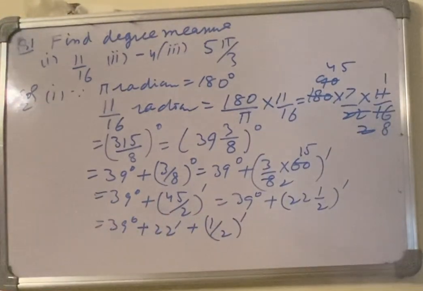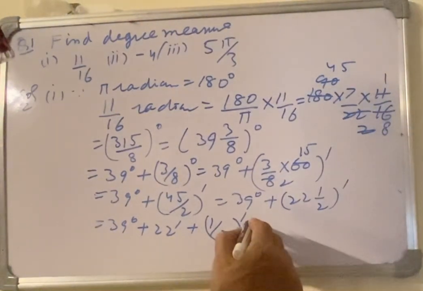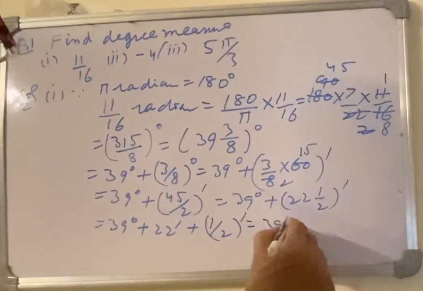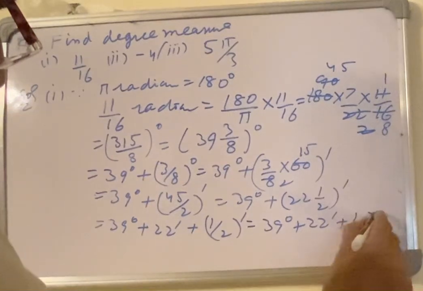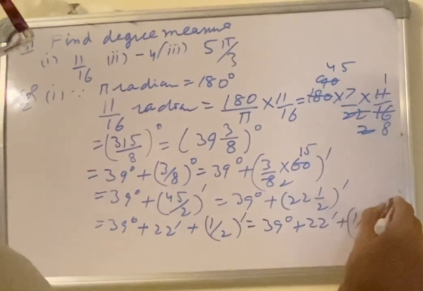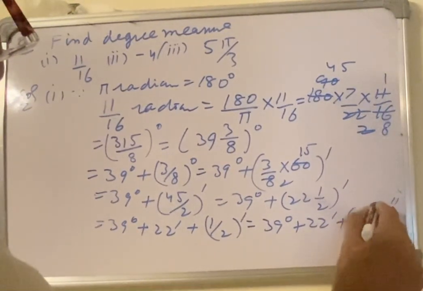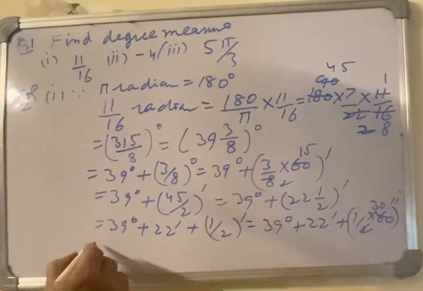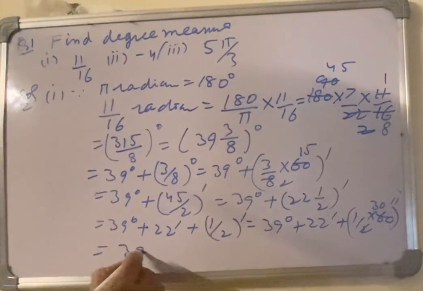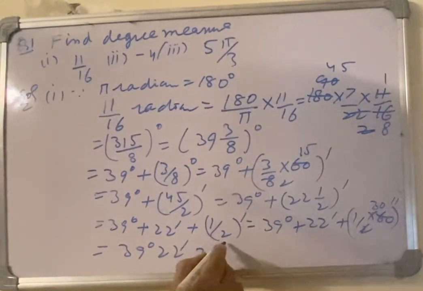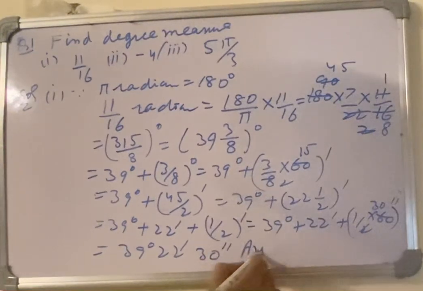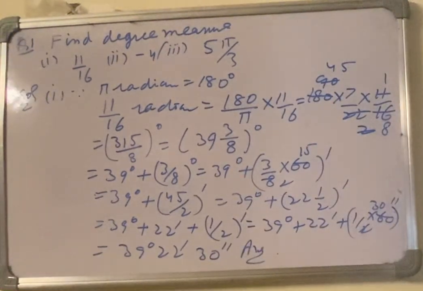Again, this fractional minute, we shall change this into second by multiplying by 60 because there are 60 seconds in 1 minute. 39 degree plus 22 minutes plus half into 60, this will be 30 seconds. So we have 39 degree, 22 minutes, 30 seconds. This is the answer. Then we take second part.